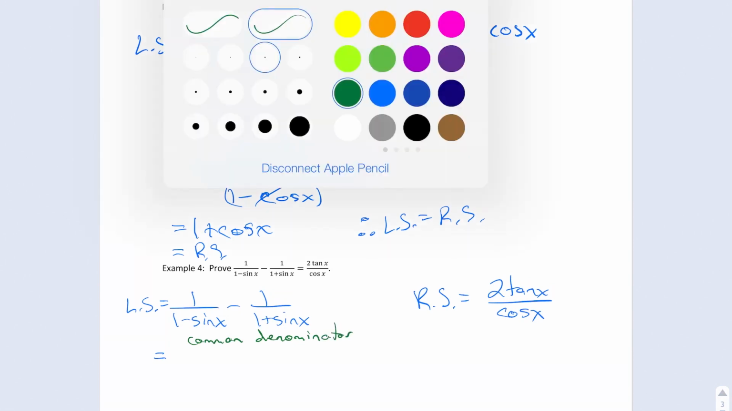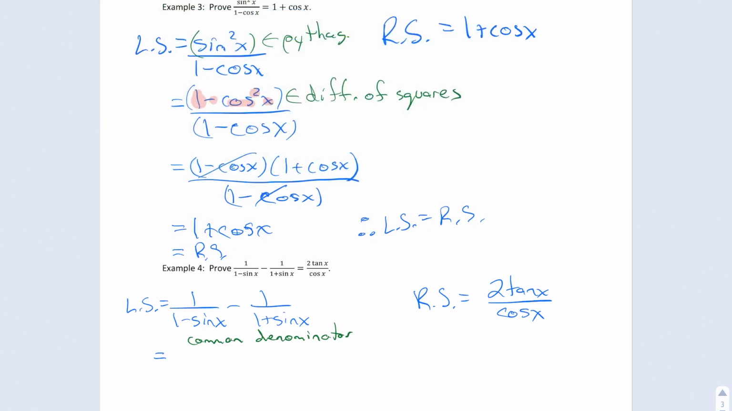And you don't need to write this in if you don't want to, but it makes sense when you look back on your notes. So if I write that in, that means I need to multiply each fraction by the opposite denominator. So this one I'm going to multiply by 1 plus sine x on the top and bottom. And this one I'm going to multiply by 1 minus sine x, top and bottom.